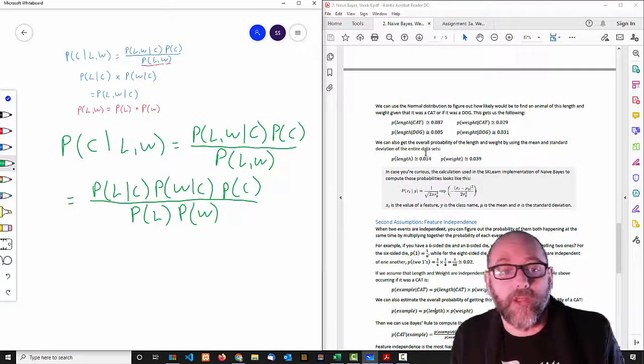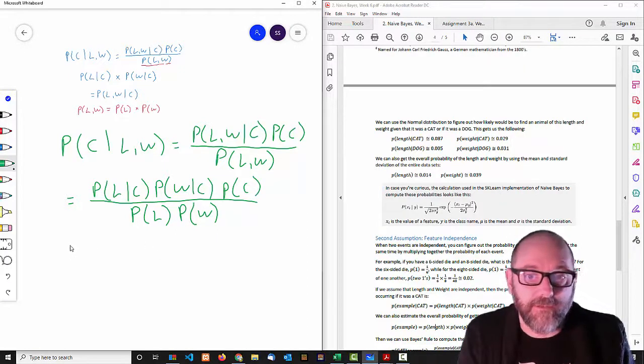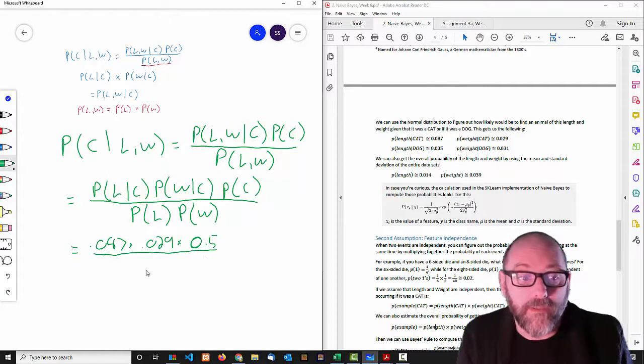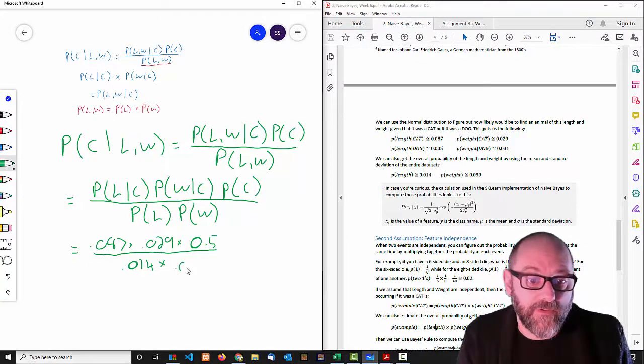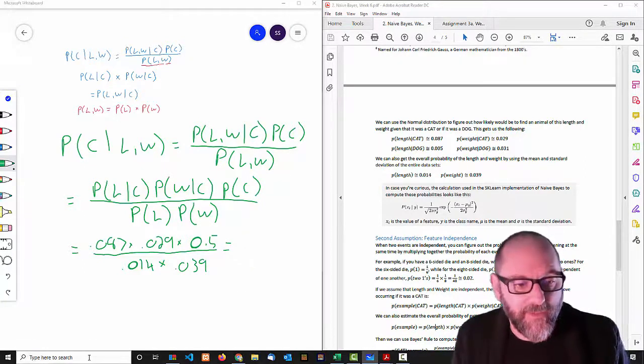So the numbers that we need are all up here, plus the 0.5 for the cat. So we just plug in those numbers. So it's 0.087 times 0.029 times the probability of a cat, which is 0.5, over the overall probabilities there, 0.014, times 0.039. And I will leave that to you guys to plug into a calculator, or maybe we should do it.